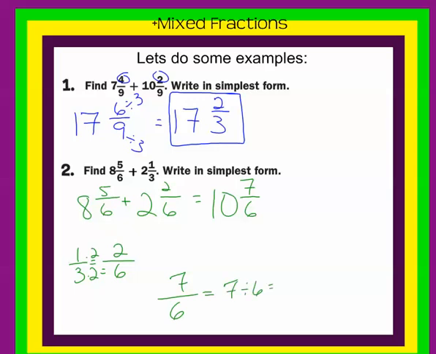That means I can get one group of 6 out of 7, one whole group. I have one piece left over, and that piece is still in sixths. So I can rewrite 10 and 7/6 as 10 plus the 1 and 1/6, and that simplifies to 11 and 1/6.